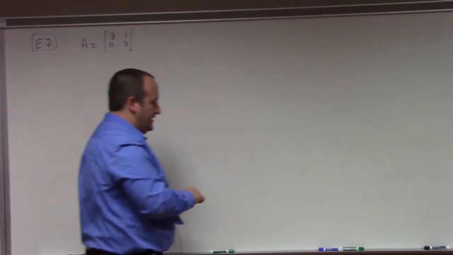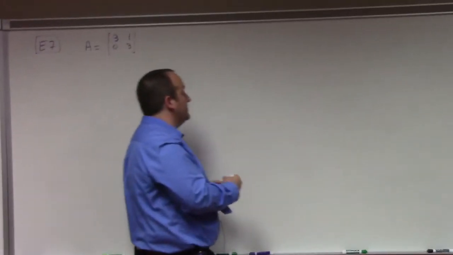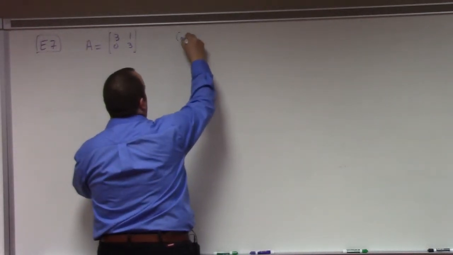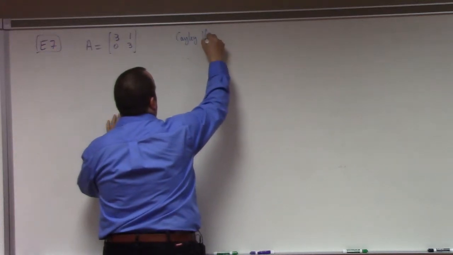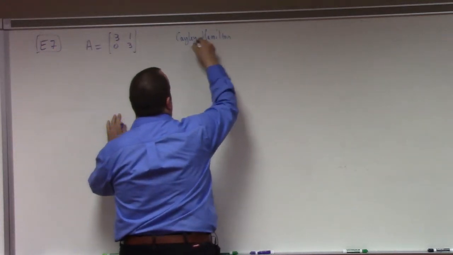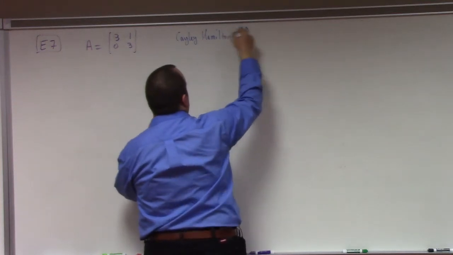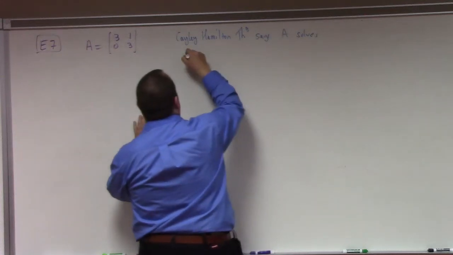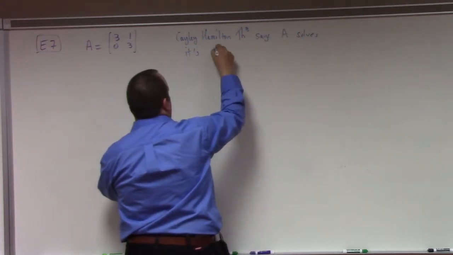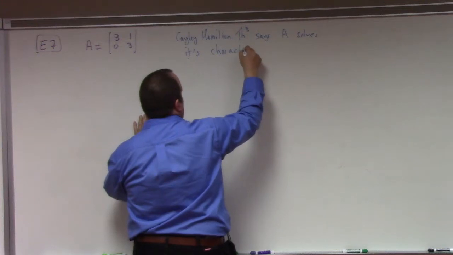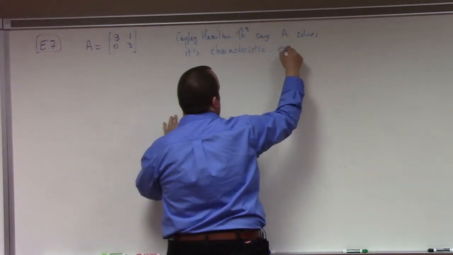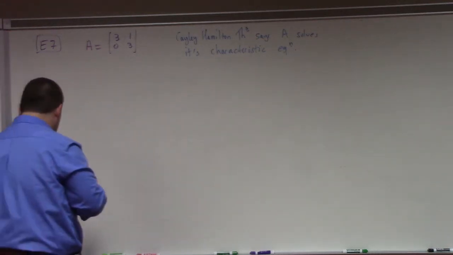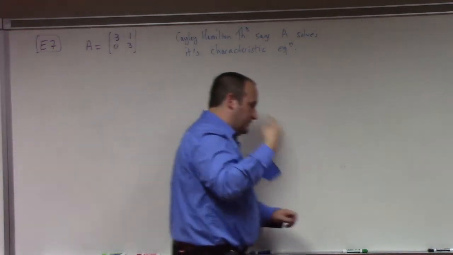So there's something called the Cayley-Hamilton Theorem. The Cayley-Hamilton Theorem says A solves its characteristic equation. Let me put that into practice for this A. So what's the characteristic equation for this?